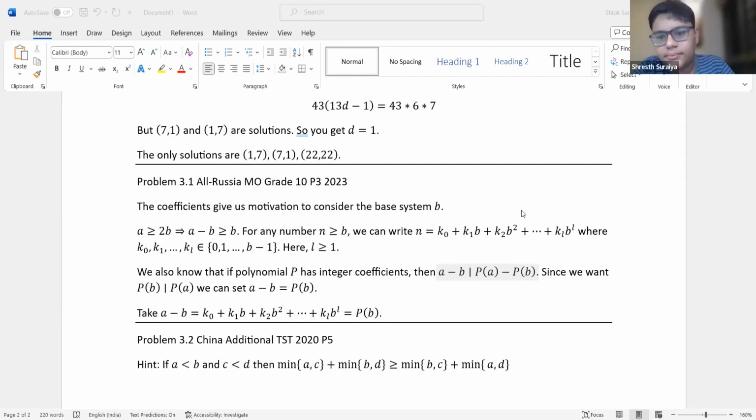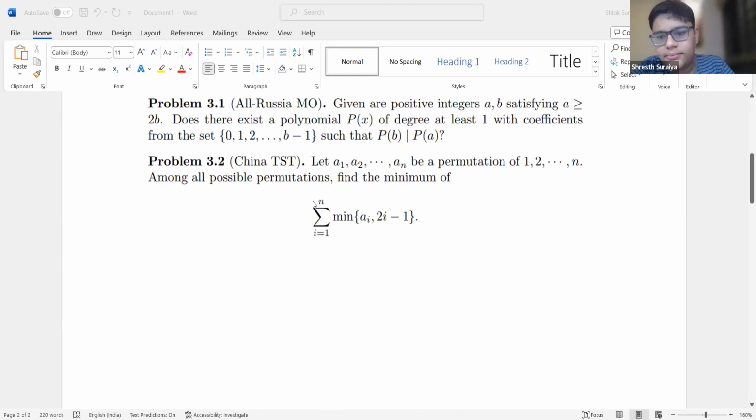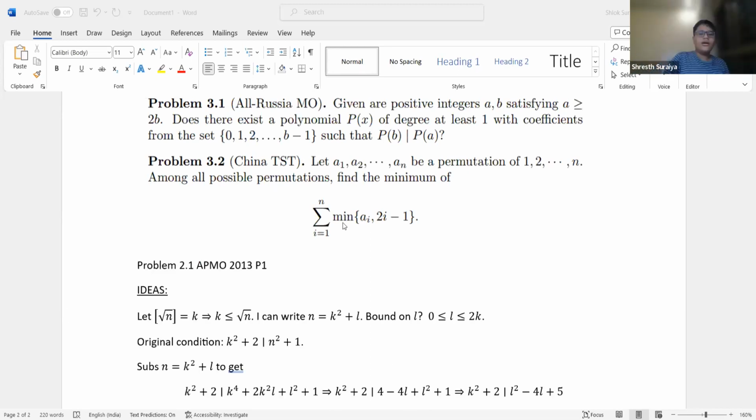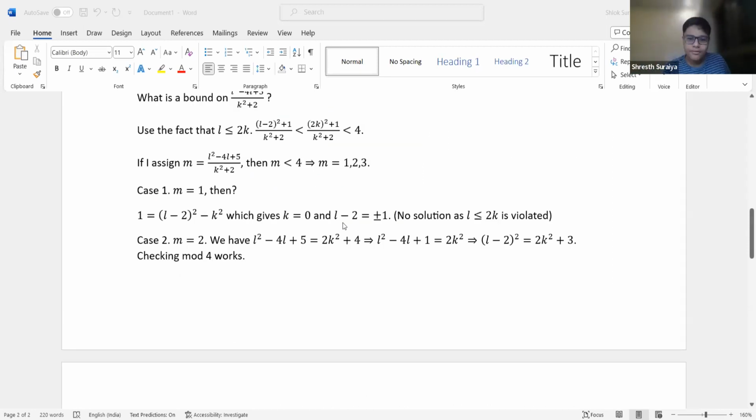Can you explain 3.2 once again? Yeah, sure. Can you re-explain the part where A minus B? Okay, fine. First I'll explain 3.2 again. If you have seen the question properly, the summation is A_i comma 2i minus 1. Now if you see 2 into 1 minus 1, 2 into 2 minus 1, and so on, 2 into n minus 1, this whole thing is strictly increasing now.